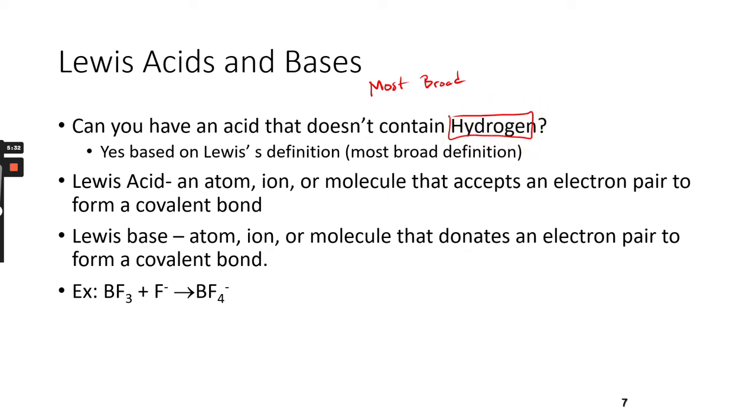According to his definition, yes, we can. His is the most broad. Basically, what Lewis said, and this is the same guy who did the Lewis diagrams, is that a Lewis acid is an atom, ion, or molecule that accepts an electron pair. In Bronsted-Lowry, it was donating a proton. Now you're accepting an electron pair. And then a Lewis base donates the electron pair. So what on earth does that mean? Let's look at the reaction that we have here.